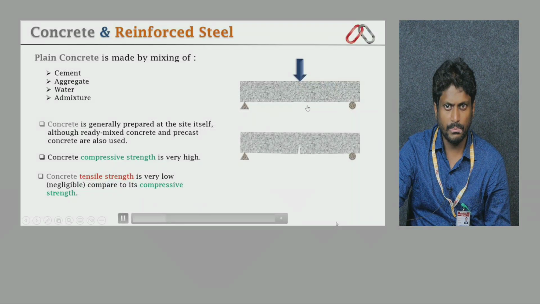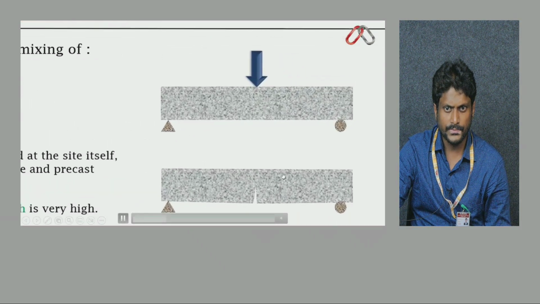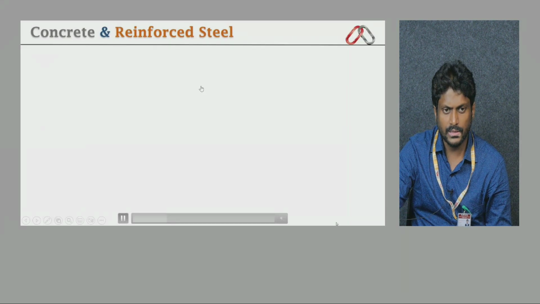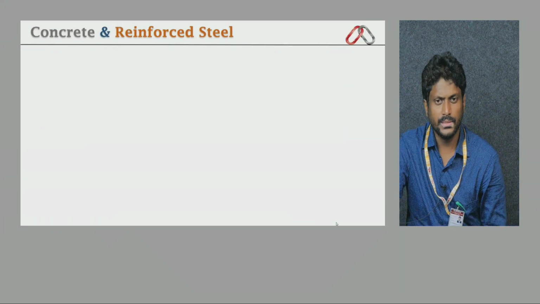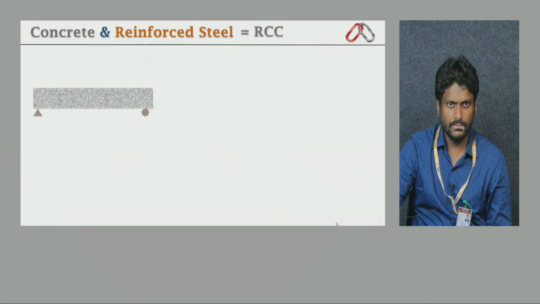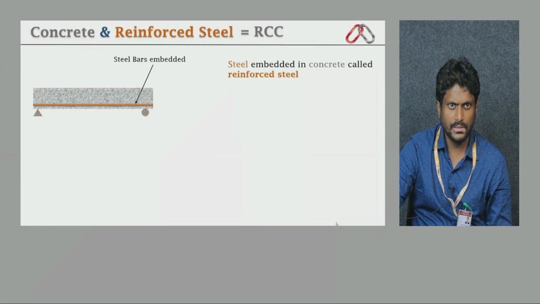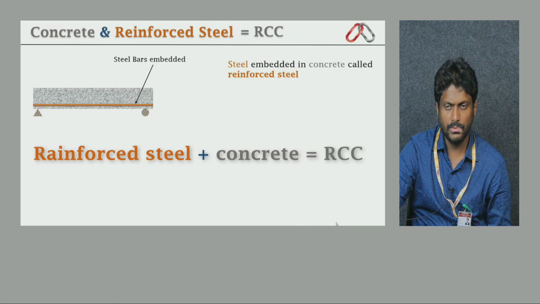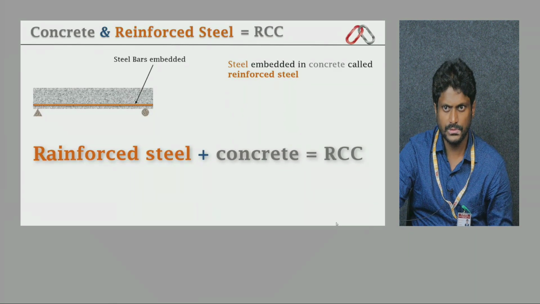But when you apply load on a simply supported beam, that beam will go under flexural failure. That means the failure may occur at the center, and vertical cracks and horizontal cracks indicate flexural failure. Then you can see the steel bar embedded in the concrete, which becomes reinforcing steel. Reinforcing steel plus concrete becomes RCC, reinforced cement concrete.